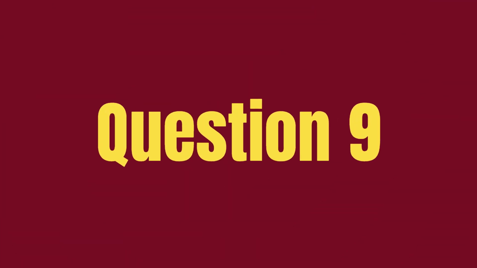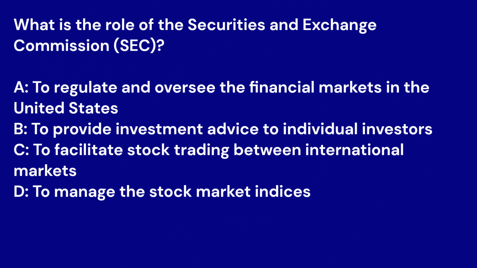Let's move on to question number 9. What is the role of the Securities and Exchange Commission, SEC? Option A, to regulate and oversee the financial markets in the United States. Option B, to provide investment advice to individual investors. Option C, to facilitate stock trading between international markets. Option D, to manage the stock market indices.